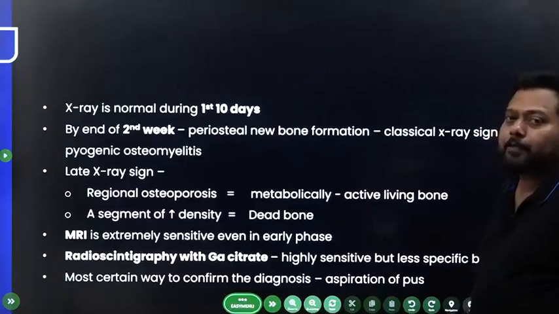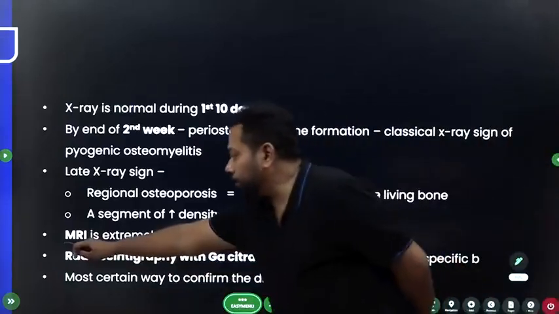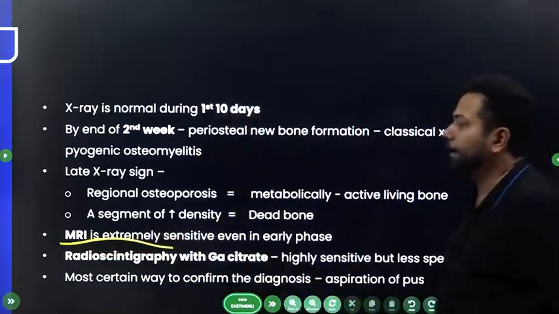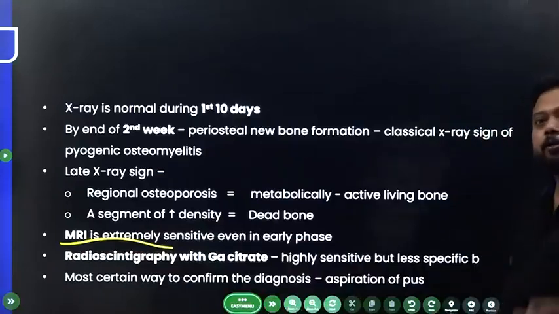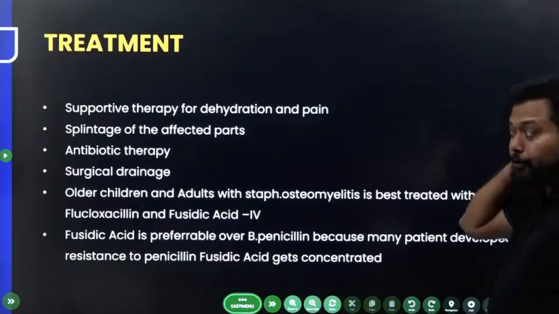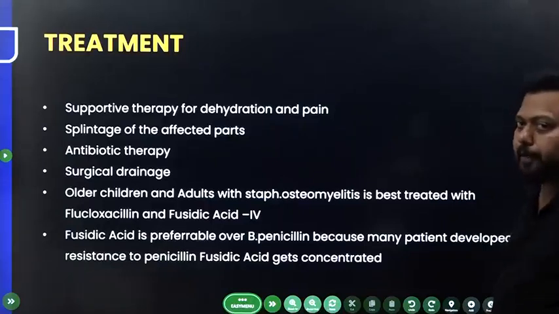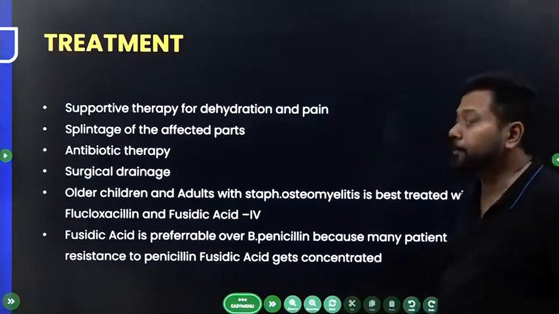Okay, but it's an invasive investigation, so we won't do. So among the non-invasive investigations, the best investigation for acute osteomyelitis is MRI. Okay, you can't rely too much on X-ray. Treatment of acute osteomyelitis: just supportive therapy for dehydration and pain, splintage of the affected part, immobilize the affected part, give appropriate antibiotic. Surgical drainage is the last option. For acute osteomyelitis, try to manage conservatively with medicine.